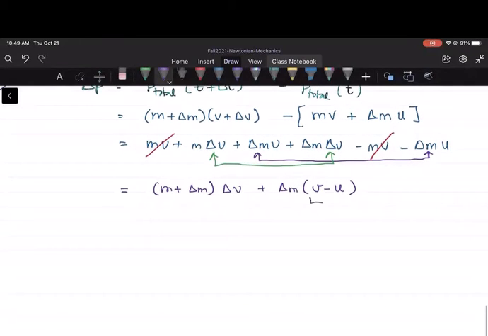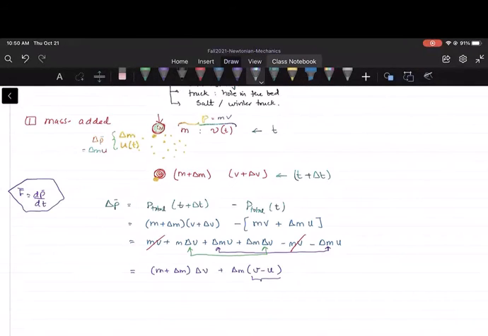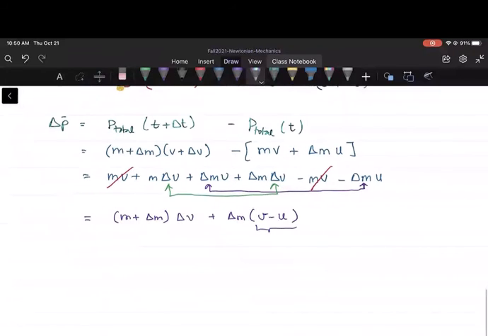What is this? The relative velocity of the big mass to the velocity of the tiny mass. Okay? So if this is going with the velocity v and this is going with the velocity u, the relative velocity of them can be written as VR. So I can rewrite this as (m plus delta m) delta v plus delta m VR. And that was delta p.